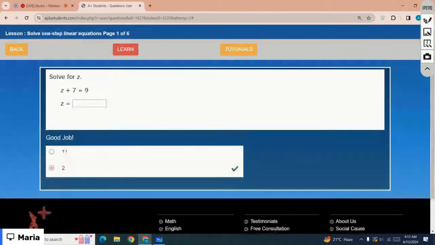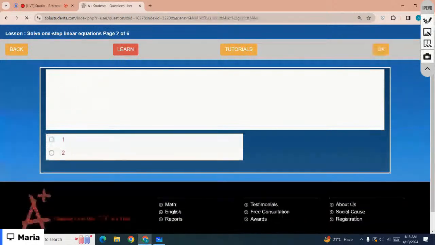Okay, the next one is k equals 2. So which is the correct option? Yes, the correct option is k equals 1. Option number 1 is the correct option.